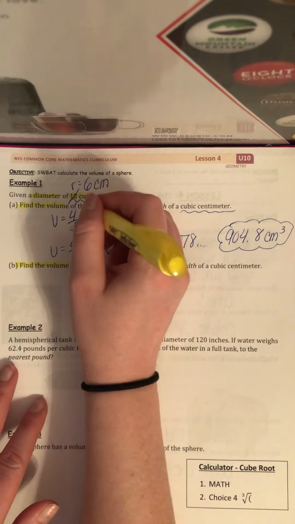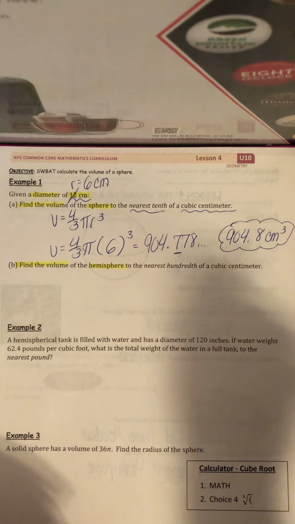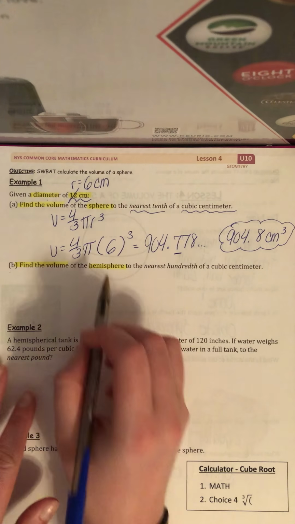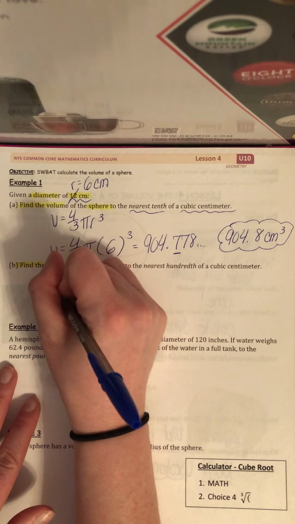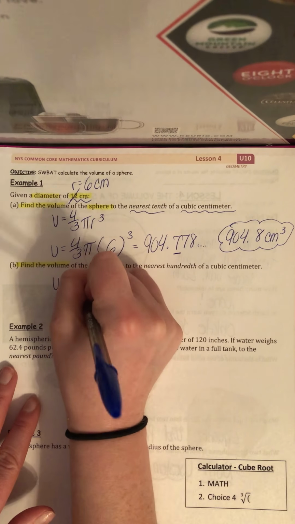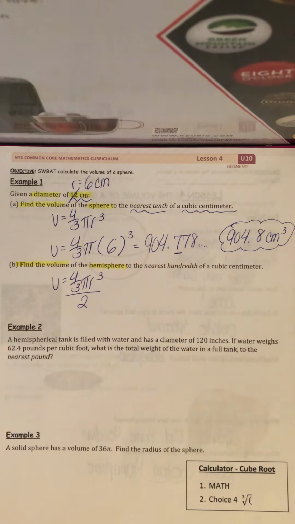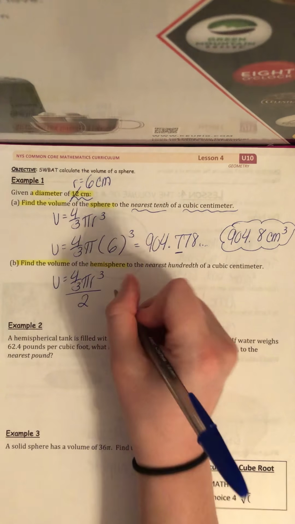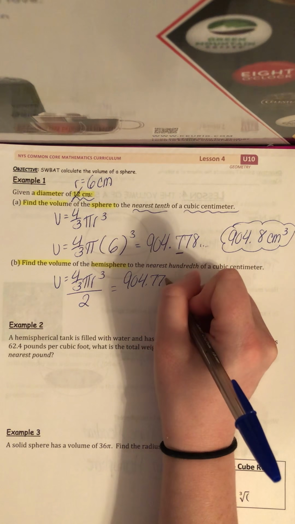So whenever they name the shape, oops, I skipped that in part A, you should always be highlighting the shape so you remember what formula it is you want to jot down. So I don't want the full sphere, I only want half of it. So I'm just going to take the formula that I wrote in part A for a full sphere and divide it by 2, so I get the hemisphere instead. So I'm just going to take the answer that I got up top, which was that 904.778.